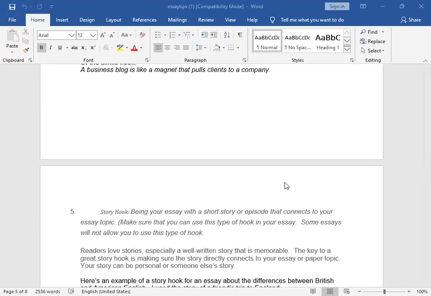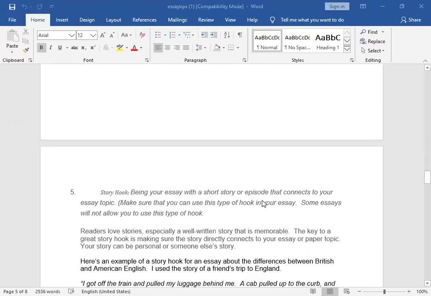So we said that a story needs a hook. There is something which needs to hook up your essay, which will attract the attention of the reader or the marker. Begin your essay with a short story or episode that connects to your essay topic. Make sure you can use this type of hook in your essay. Some essays will not allow you to use this type of hook. Okay?